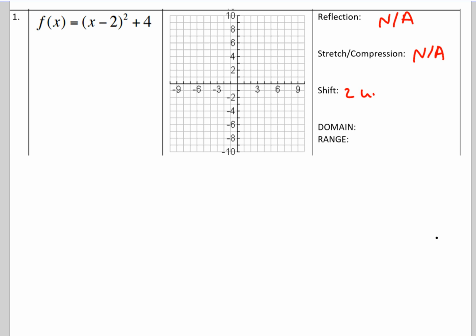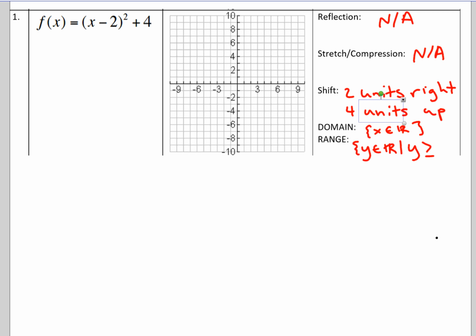2 units right and 4 units up. Okay, the domain for any parabola is still x is a real number. But remember, the range, depending on the situation, can change or is restricted in some way. So it used to be y is greater than or equal to 0. But if I move this shape 4 units up, it's going to be y is greater than or equal to 4. And the parabola still opens up, so that's why I chose the greater than symbol.